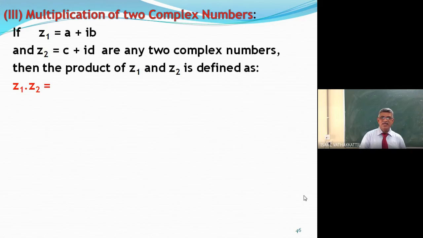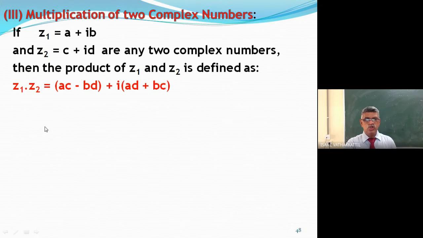Look very carefully. It is not like the addition or subtraction. Z1 Z2, product of two complex numbers. Real part is ac minus bd. You understand? ac minus bd plus i into (ad plus bc).